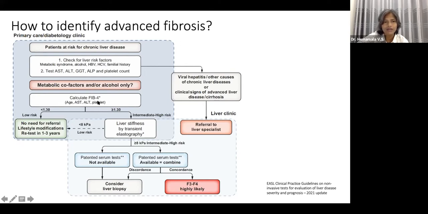Online calculators are available. If it is less than 1.3, that means it is low risk. That means they are not likely to have advanced fibrosis. Whereas if it is more than 1.3, then there is a risk of advanced fibrosis. Then you subject that patient to liver stiffness measurement. If it is less than 8, then probably they do not have it. If it is more than 8, then we need to decide further whether a biopsy should be done. So this is how we identify the advanced fibrosis.